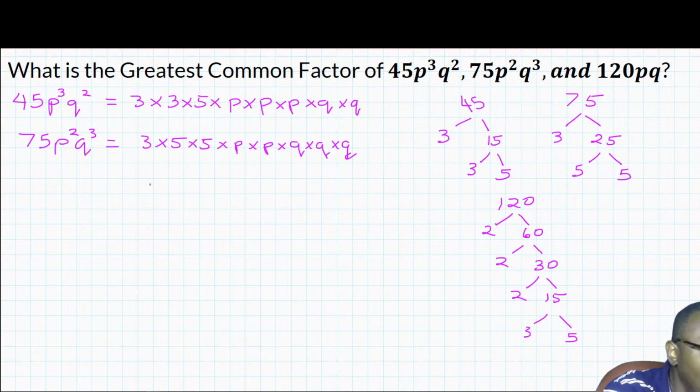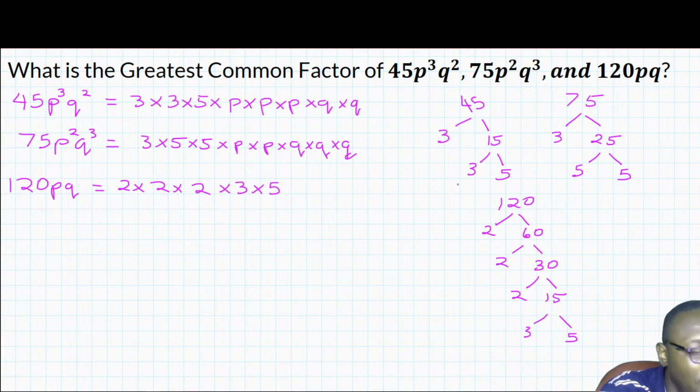So now we have 120PQ. 120PQ is going to be 2 multiplied by 2 multiplied by 2 multiplied by 3 multiplied by 5. And then we have P and Q, so multiplied by P and multiplied by Q.